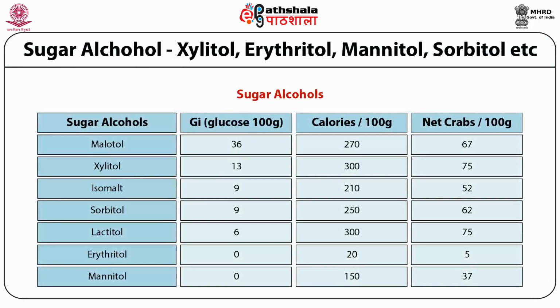Dear students, let's have a comparative look at the performance of sugar alcohols. From the table, you can observe that the glycemic index of maltitol is comparatively higher, that is 36. Otherwise, xylitol and other alcohols like sorbitol and mannitol have a comparatively very low glycemic index. Their calorific value per 100 gram is around 270, down to 20, the least being erythritol.